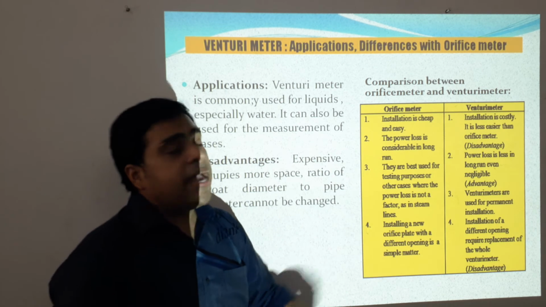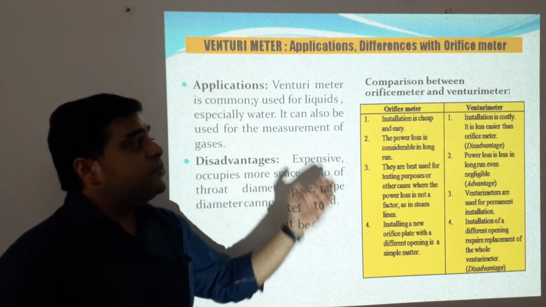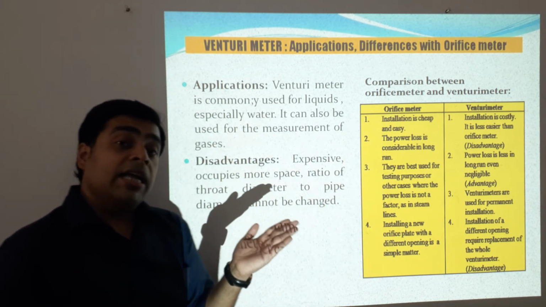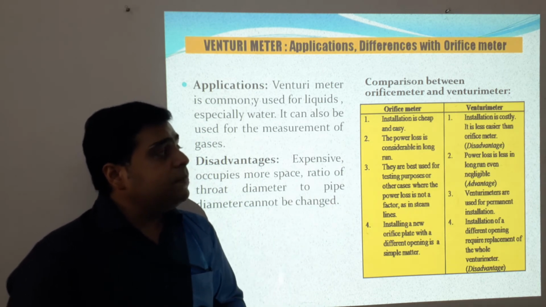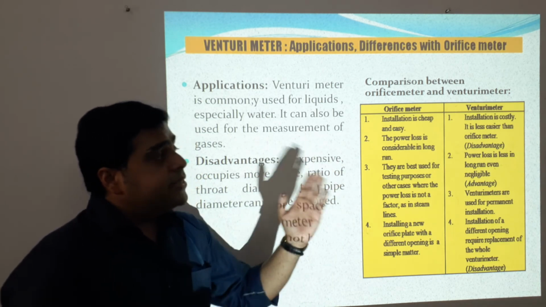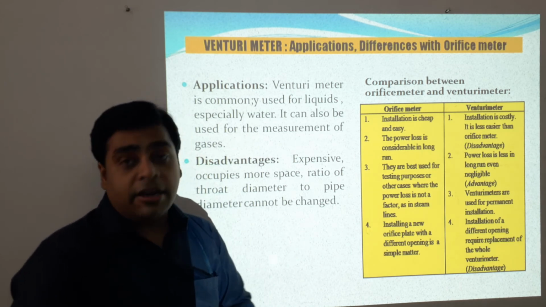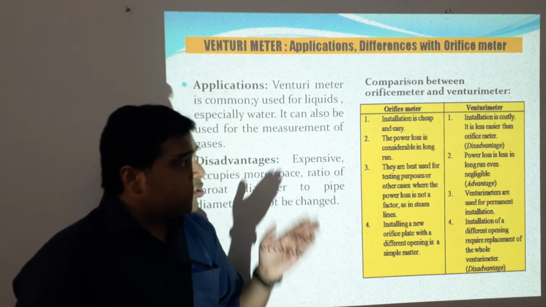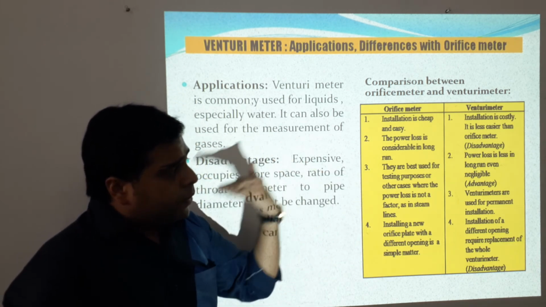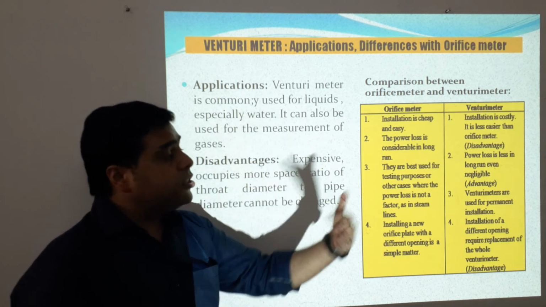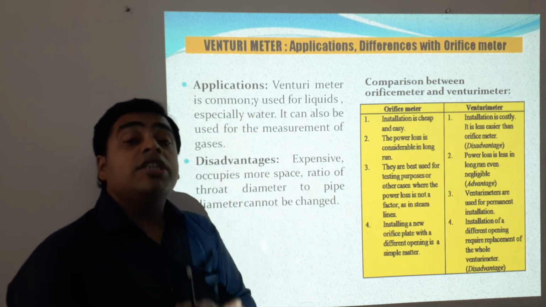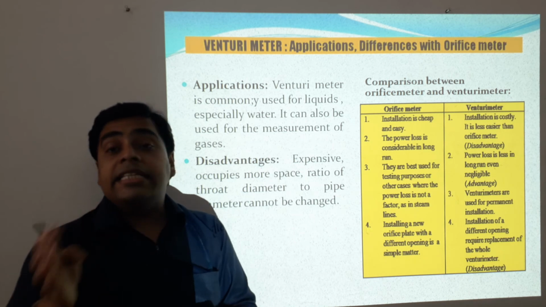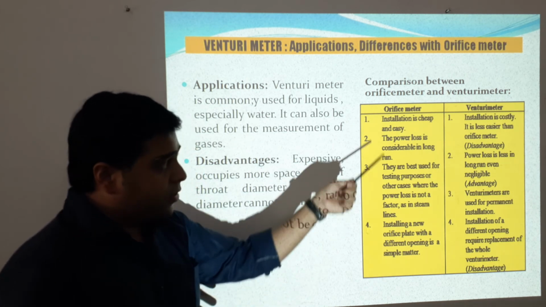Now let us come to the comparison between an orifice meter and a venturimeter. First and foremost, in case of an orifice meter, as we have studied in the previous classes, the installation is cheap and easy, whereas venturimeter installation is costly and less easy, so that is a disadvantage. Yes, it is an expensive device. The power loss is considerable in an orifice meter, and it is considered in the particular equation. Power loss is less in the long run, even negligible, so that is its advantage in case of a venturimeter.